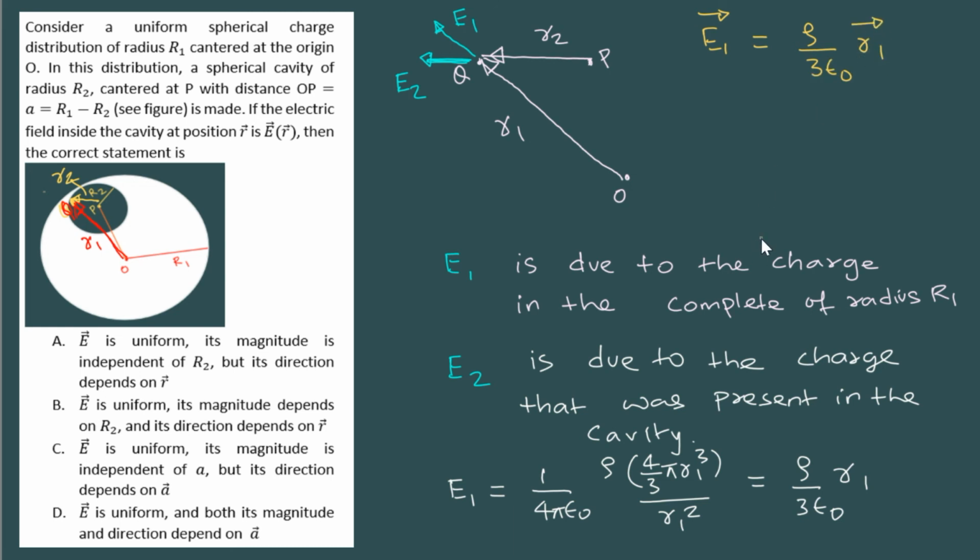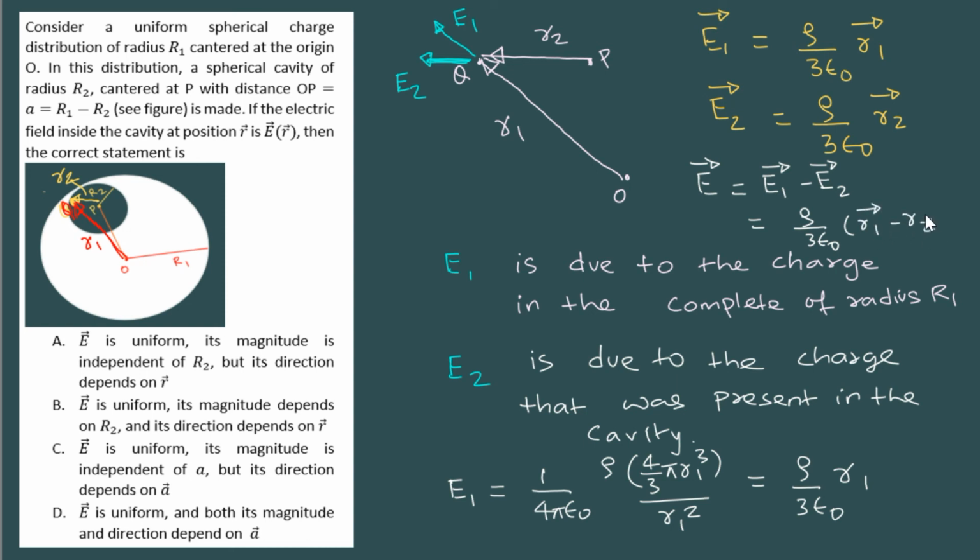Now, using the same logic, if I consider only the charge that was present inside the cavity, that would give me this electric field vector E2, which will obviously be rho by 3 epsilon naught R2. Now we don't have that charge. So since we don't have that charge, the net electric field will naturally be E1 minus E2, which is rho by 3 epsilon naught into R1 minus R2 vector.